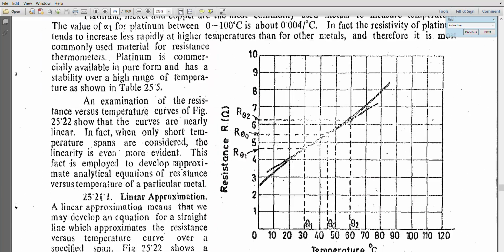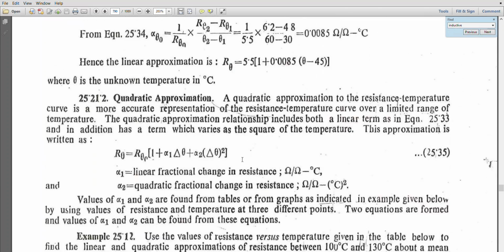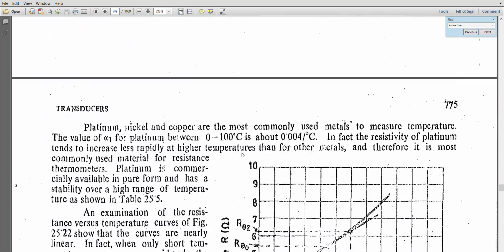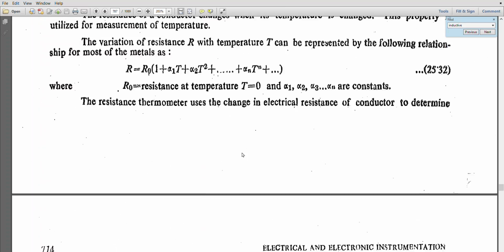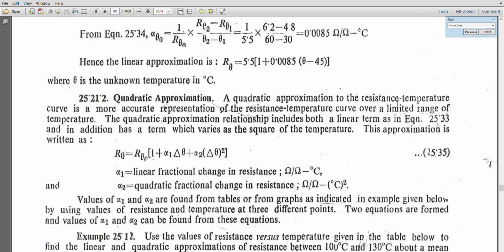Then you cannot use a straight line equation, but you can go for a quadratic equation, which we saw at the very first. Using this quadratic equation, we can determine the temperature. So this is the RTD.